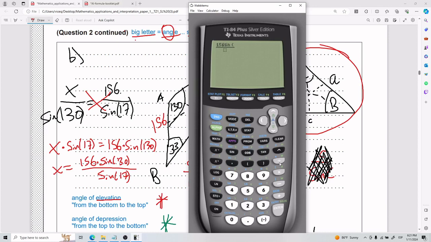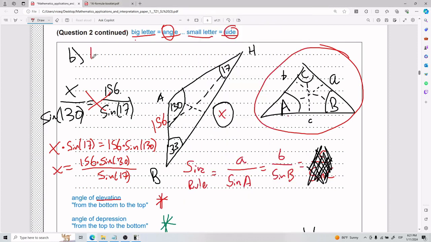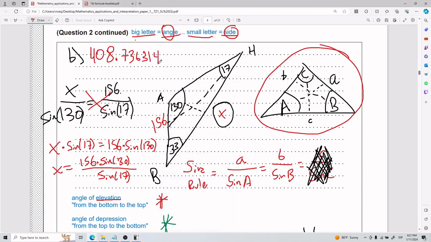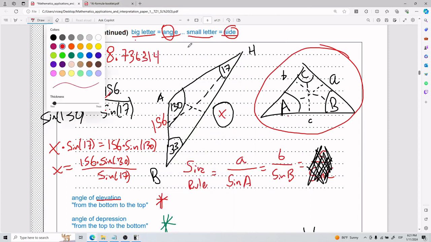So, 156 times sine 130, close parentheses, don't mess it up, divided by sine 17. Cool. How much is this? That. So, we have, with significant figures, 408.736. Let me actually put everything first. 736,314. Actually, just whatever.